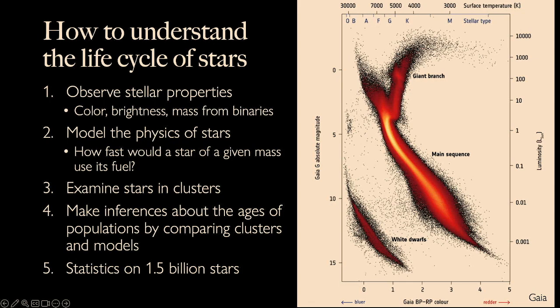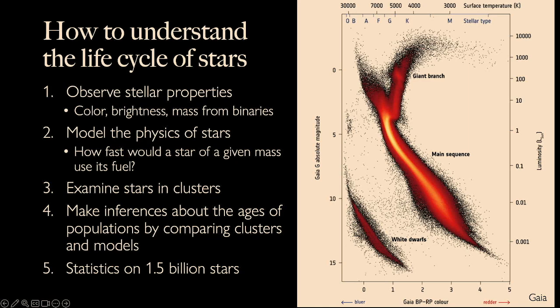So we'll get back to Gaia and what we currently understand about stellar evolution. On the right-hand side is the map of 1.5 billion stars and where they are in their current stage of evolution. The way that we understand their life cycles is we observe some of their stellar properties: color, brightness, the mass from binaries. We can then model the physics of the star. How fast would a star of a given mass use its fuel?